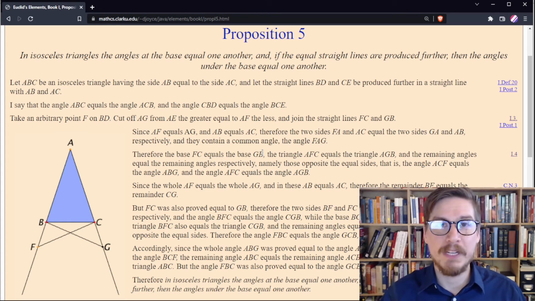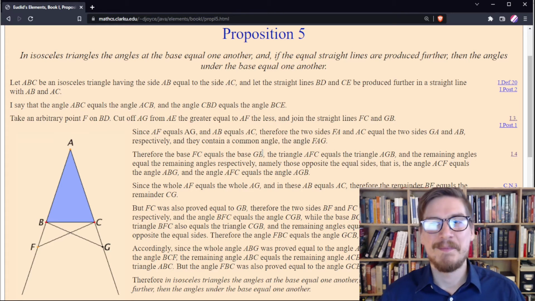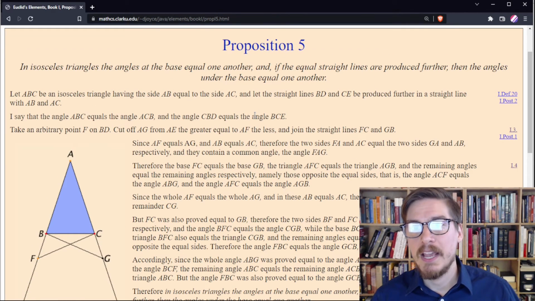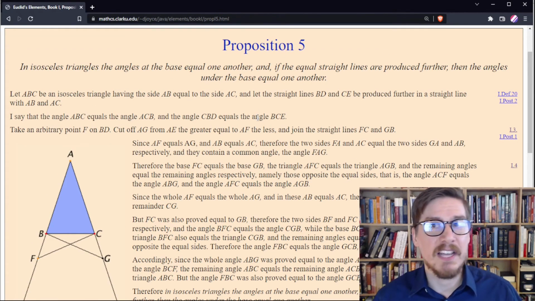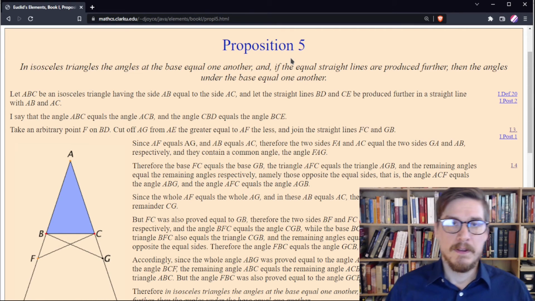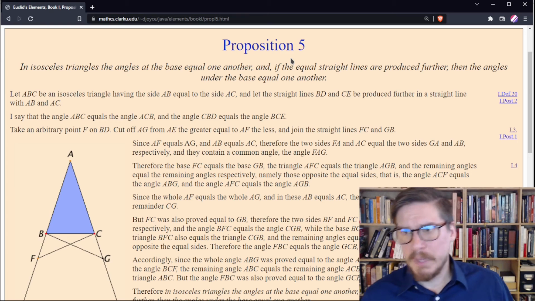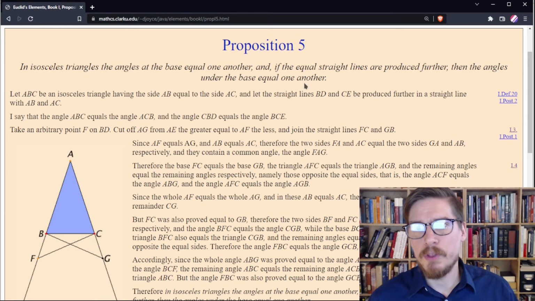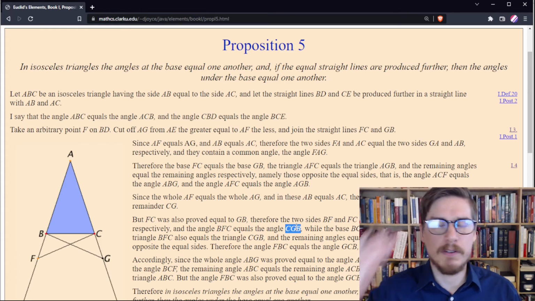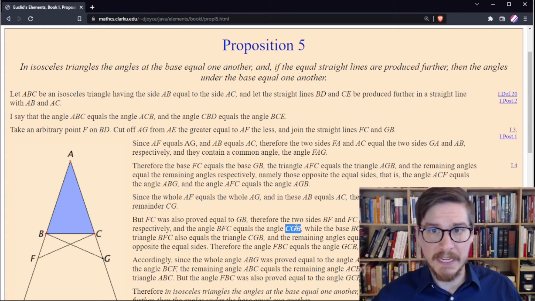Now that's the real test. Because if they can summarize in their own words what they've done, that means that they actually understand what's being said in the proposition. It's really easy to get bogged down in all the details, especially when each angle has 3 letters to name it. Your brain will start to hurt almost immediately.